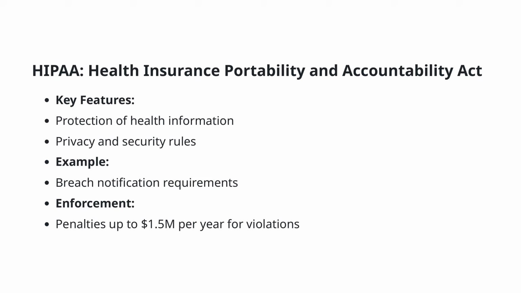HIPAA focuses specifically on the protection of health information. It incorporates both privacy and security rules aimed at safeguarding personal health data. One key feature is the breach notification requirements, ensuring that individuals are informed if their health data is compromised. In terms of enforcement, penalties for violations can be as high as $1.5 million per year.